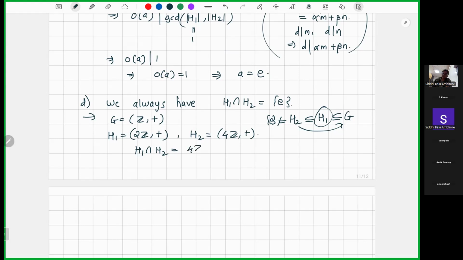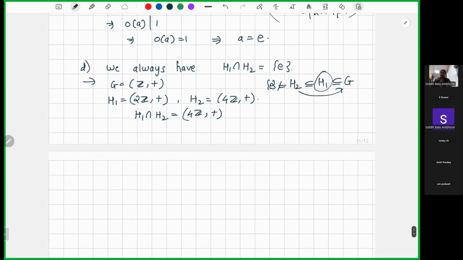4Z, exactly 4Z, okay? Their intersection will be this 4Z. Oh yeah, and in general also, these are only two examples which I chose, but you can take any integers not equal to 1 here and see that this intersection will always be something not equal to identity. This is also a good exercise to check what exactly the form of this H1 intersection H2 will be.